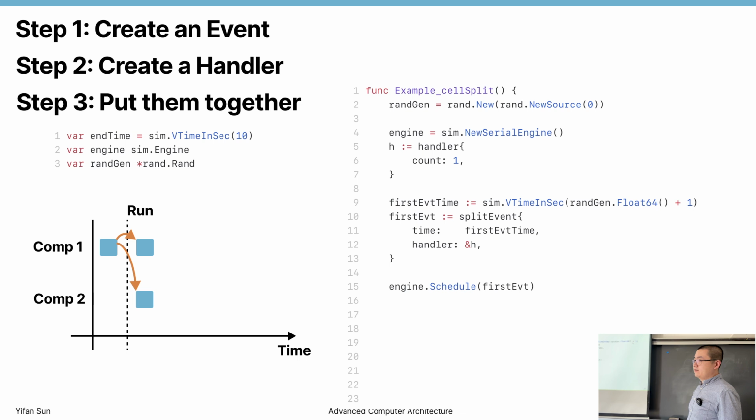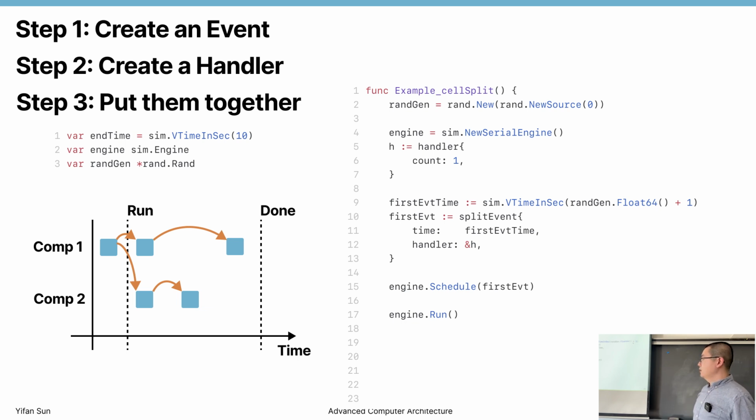It's the same as in C or C++. This gets a pointer to this handler, this h. Get the address of this h, so that later on we can modify within this h. So then we call engine.schedule the first event. We schedule the first event so we can kickstart it. Then after this point, we call engine run.